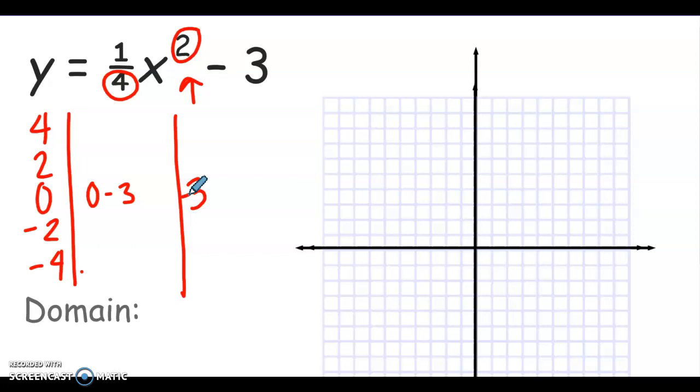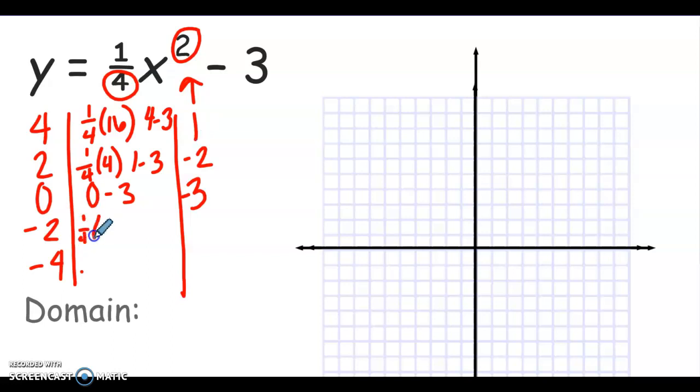Okay, so if I do 2 squared, that's going to be 4. So what is 1/4 of 4? Well, that's just 1. So 1 minus 3 is going to be -2. 4 squared is going to be 16. So 1/4 of 16, that's 16 divided by 4, which is just 4, minus 3, which is, in this case, 1. Okay, so then moving to the negatives, my -2 squared is going to be 4. So 1/4 of 4, that's going to be 1. Minus 3, which is -2, which means I know that this is going to match up as well.